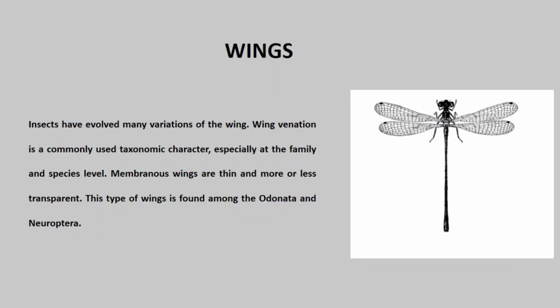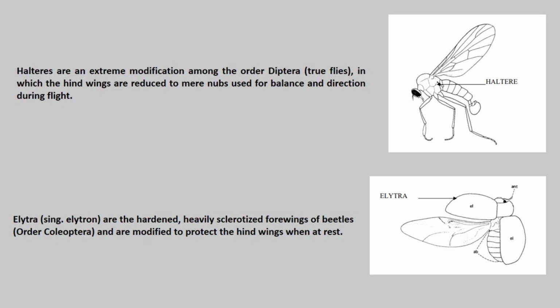Wings. Insects have evolved many variations of the wing. Wing venation is a commonly used taxonomic character, especially at the family and species level. Membranous wings are thin and more or less transparent. This type of wings is found among the Odonata and Neuroptera. Halteres are an extreme modification among the order Diptera, true flies, in which the hind wings are reduced to mere nubs used for balance and direction during flight.